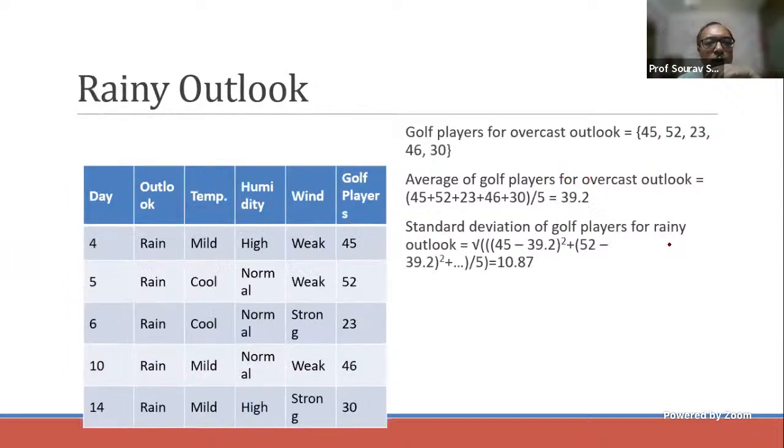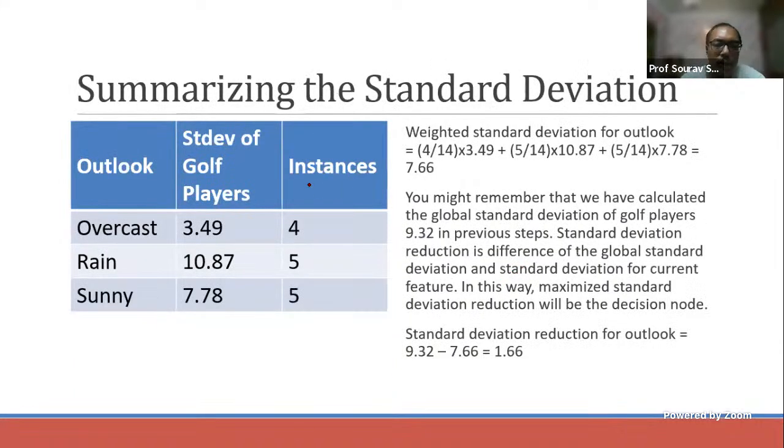Let's look at the rainy outlook. So outlook is rain, and it's coming as 10.87, pretty high. The next thing we are going to do is find the pooled standard deviation, or the pooled variance. There are 4 instances of overcast, 5 instances of rain, 5 instances of sunny. So 4 by 14 into 3.49 for overcast, 5 by 14 into 10.87 for rain, and 5 by 14 into 7.78 for sunny. The weighted standard deviation comes out as 7.66.